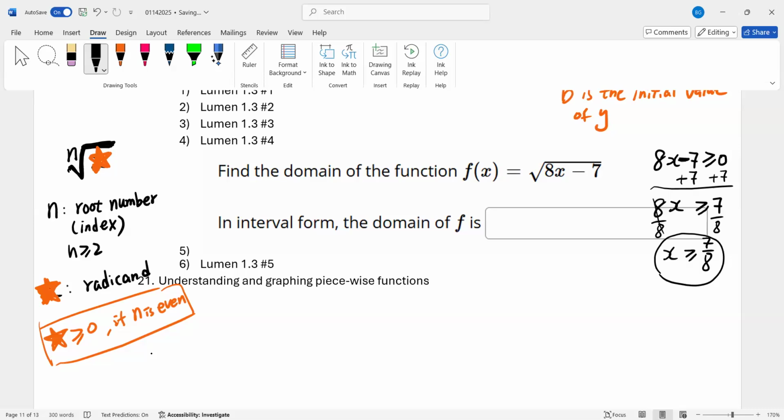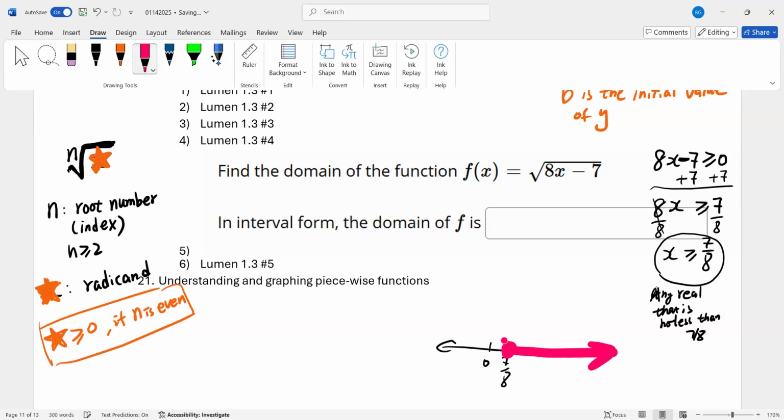This means any real number that is no less than 7 over 8. On the real number line, let's say this is 0, this is 7 over 8. Bigger than or equal to 7 over 8. So the interval has left endpoint 7 over 8, right endpoint positive infinity. We always use parentheses to frame positive infinity or negative infinity.